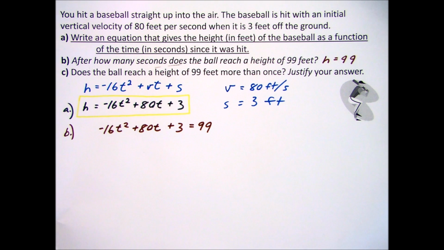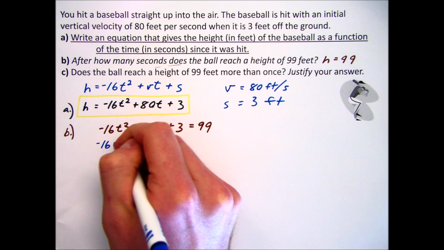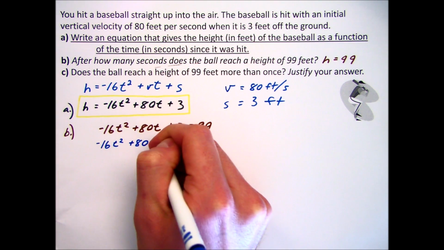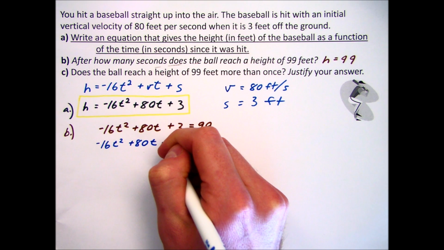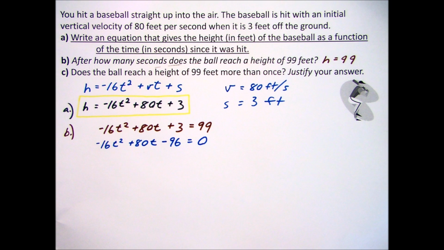In order to solve this, we need to bring all the terms over to one side. We're going to subtract 99. We have negative 16 t squared plus 80 t minus 96 equals 0.